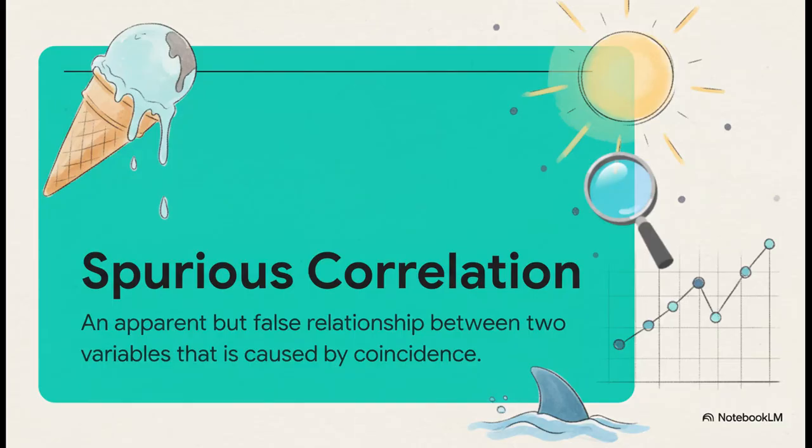Okay, our second explanation is what's known as a spurious correlation. And this one is when two things have absolutely no real connection at all, but just by pure random chance, their data happens to line up. It's literally just a coincidence.